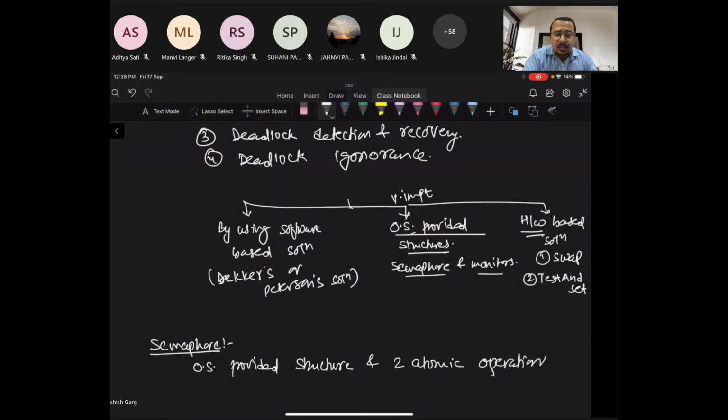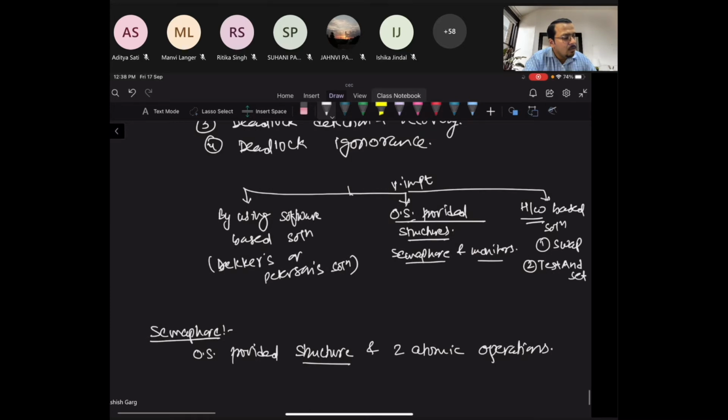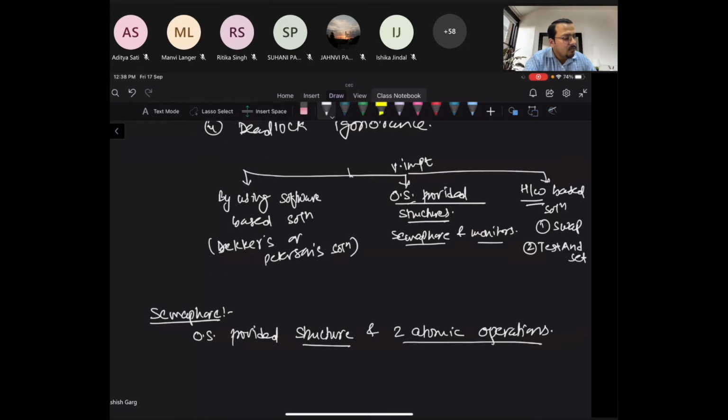See, this structure is nothing but the same thing which we were using in C language, like structure book, structure node, that kind of structure it is, but it is provided by the operating system, it is not a user-made structure. What are the two atomic operations? One is signal and another one is wait.